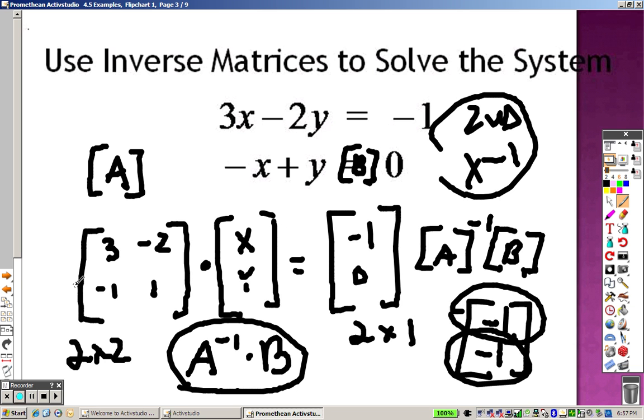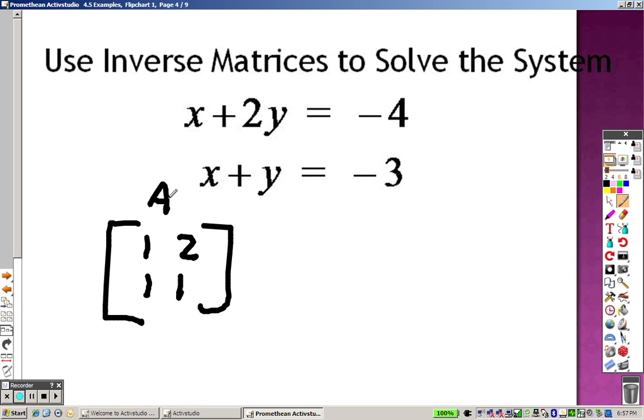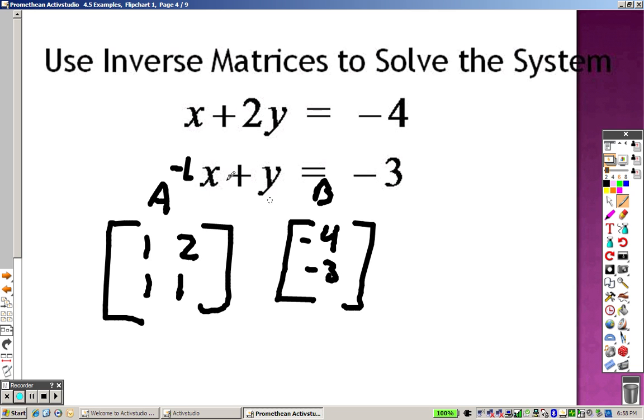You can solve all systems by doing it this way. So, basically, 1, 2, 1, 1. That's A. So take the inverse of A and multiply it by B. B is negative 4, negative 3. Multiply the inverse of A times B and you have your answer. So let's just change our matrix around. So edit A. So it's a 2 by 2, but now it's a 1, 2, 1, 1.